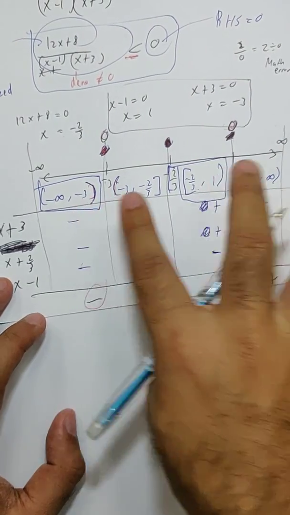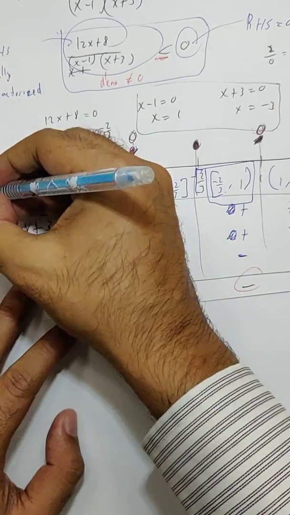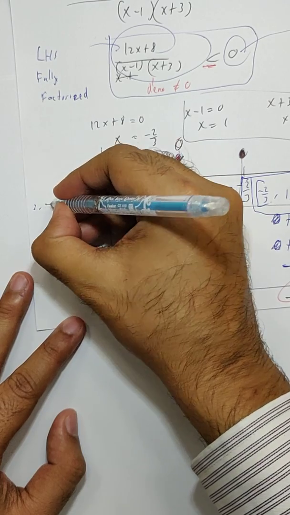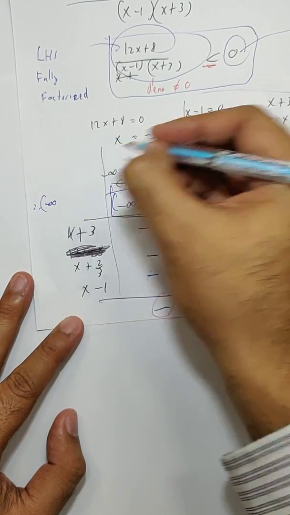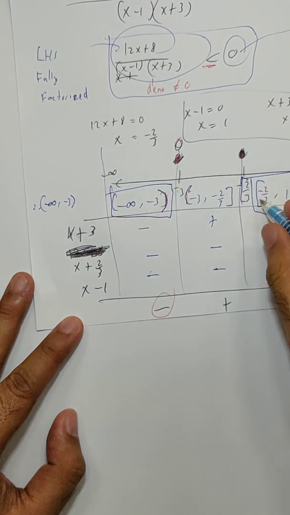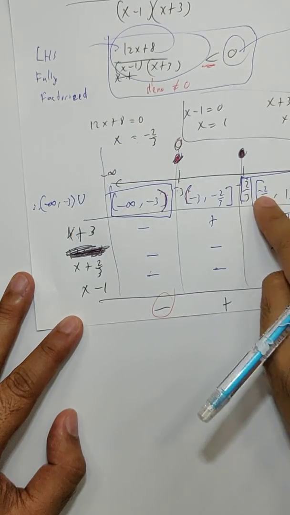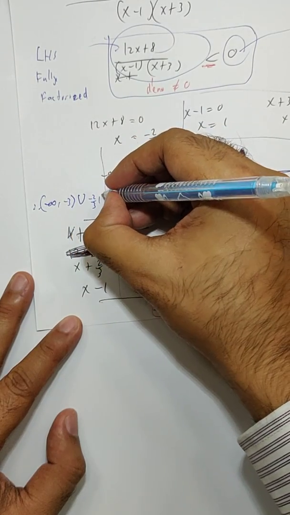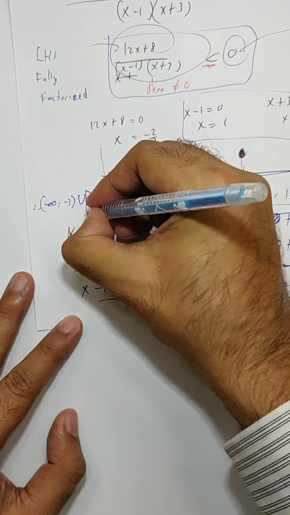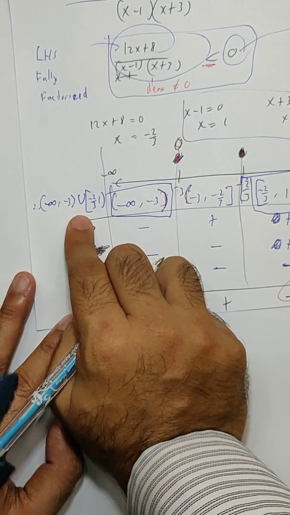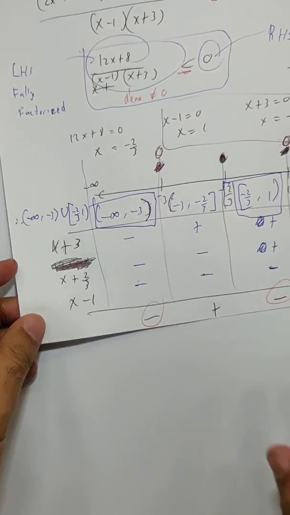How do we combine these two answers? You put a union sign. So negative infinity, negative 3, open, union with negative 2 over 3, 1. This one is open, close. Are you guys okay? Are you following me?